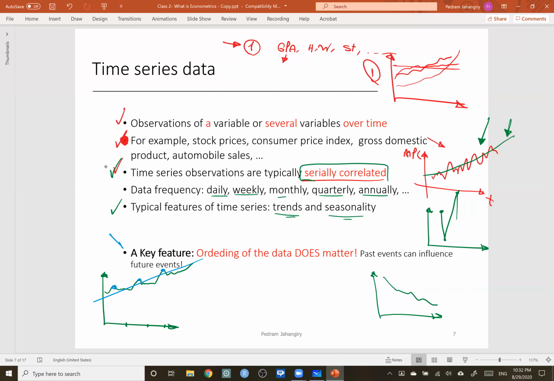A key feature of time series is that the ordering of the data does matter. So remember, in cross-sectional, the ordering didn't matter, but here the ordering does matter. So it means that I have to plot these things based on time, and time starts from, let's say, period 1, 2, 3. It comes in a sequence, so I cannot change that sequence. So the ordering does matter.